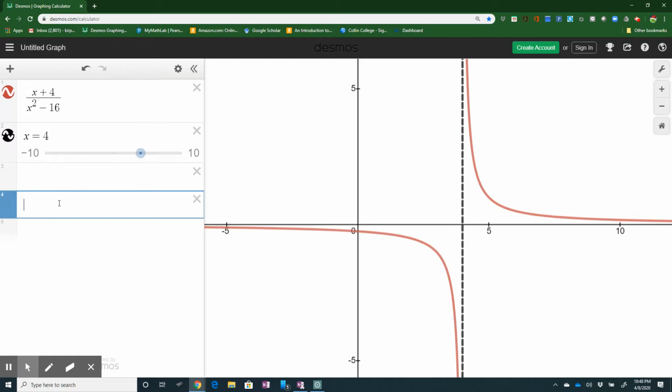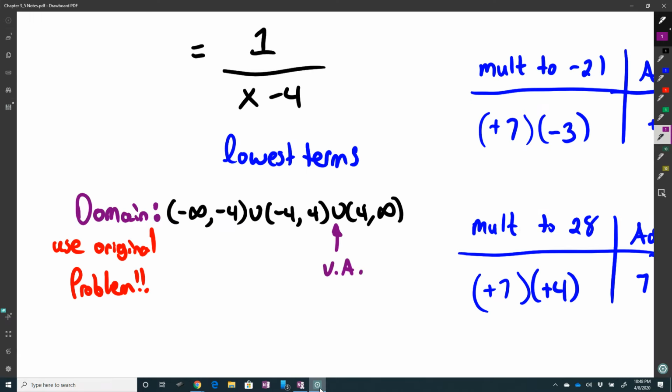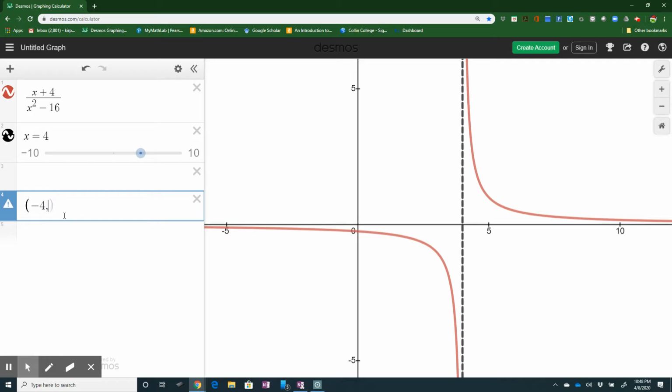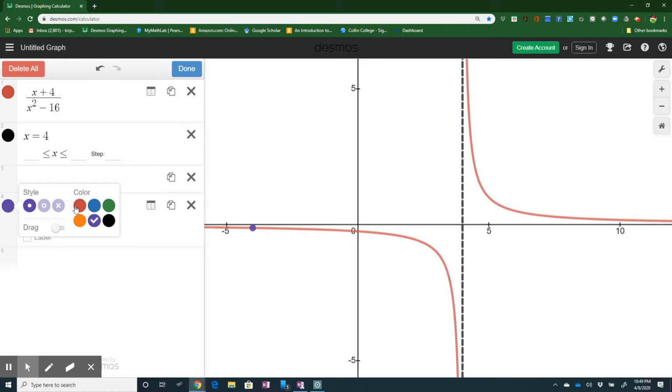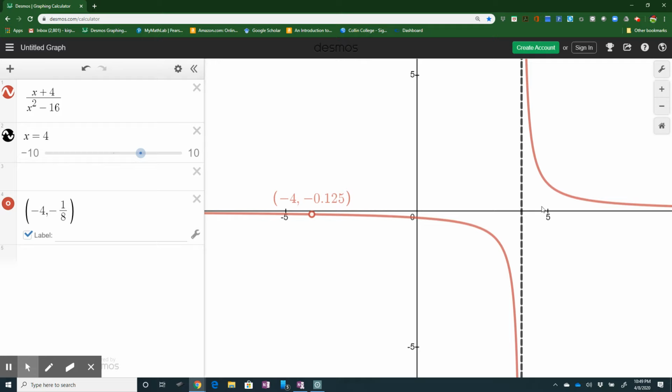It's actually a hole. And so this is going to be negative 4, sorry. And, okay, negative 1/8. I'll explain how I'm getting this number in a bit. And so what that is, we have a hole. So a vertical asymptote at 4 and a hole at negative 4.